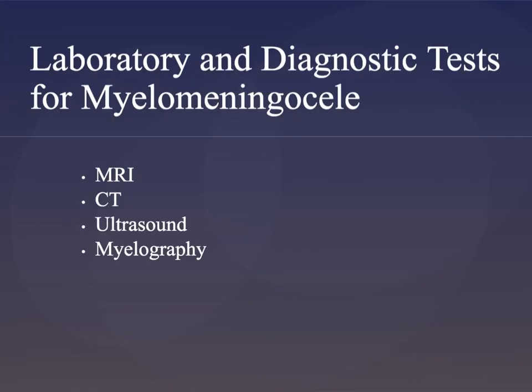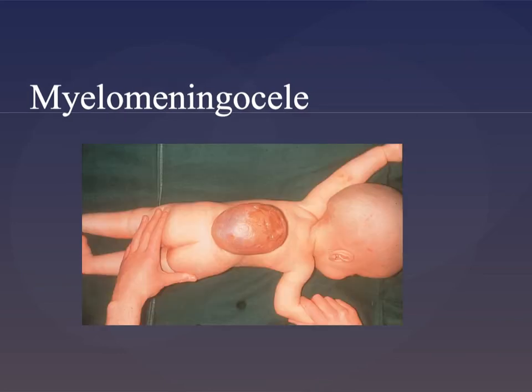Well, how do I diagnose that this child has meningocele or myelomeningocele? We'll do this also for spina bifida occulta, to find out how much of the spinal cord is affected under that dimple. We'll do an MRI, CTs, ultrasounds, and myelographs to determine the damage, or the amount of the spinal fluid and spinal tract that are involved. Okay, so this is myelomeningocele.